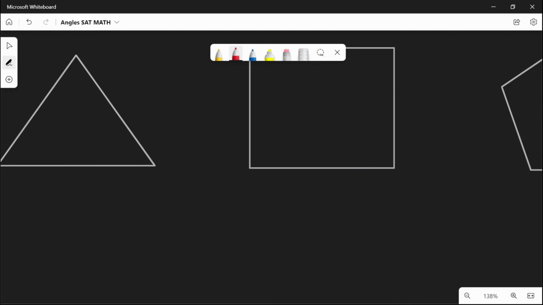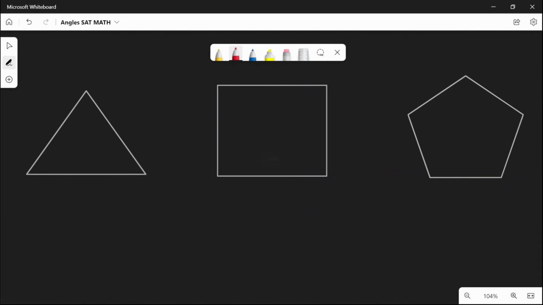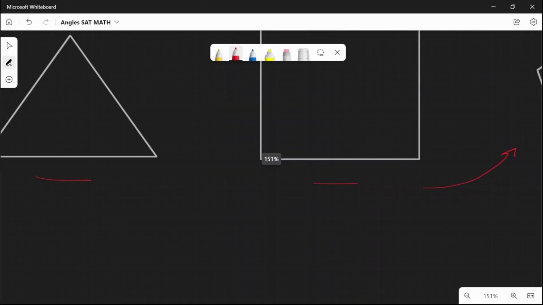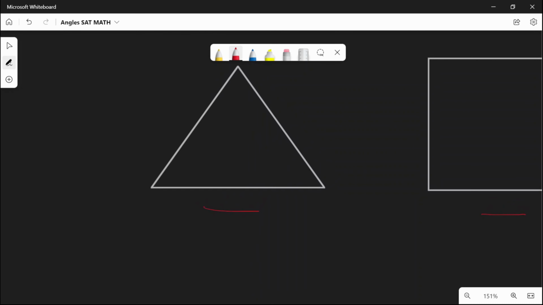Polygons have different shapes and different characteristics and different measurements of angles. But let's take the two basic shapes, which are triangle and square or rectangle, and then we'll get to more complex shapes that have 5 angles or more. So let's start with a triangle. A triangle has 3 angles. That's 1, 2, and 3.